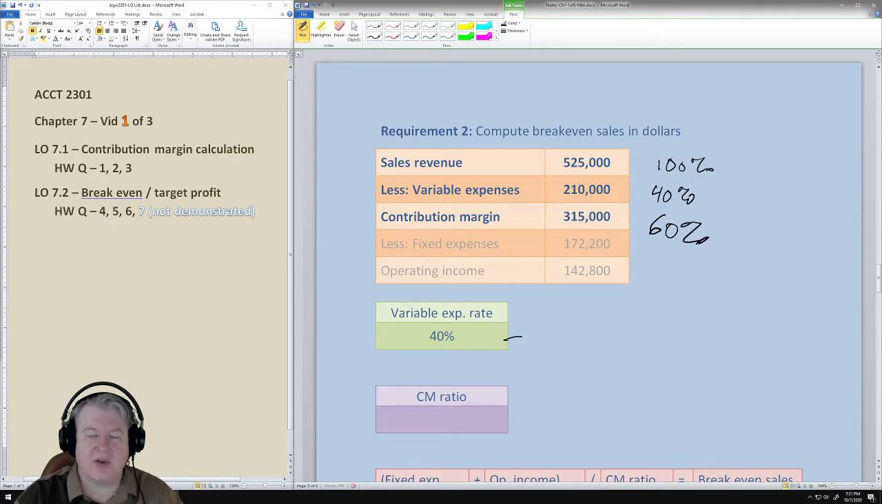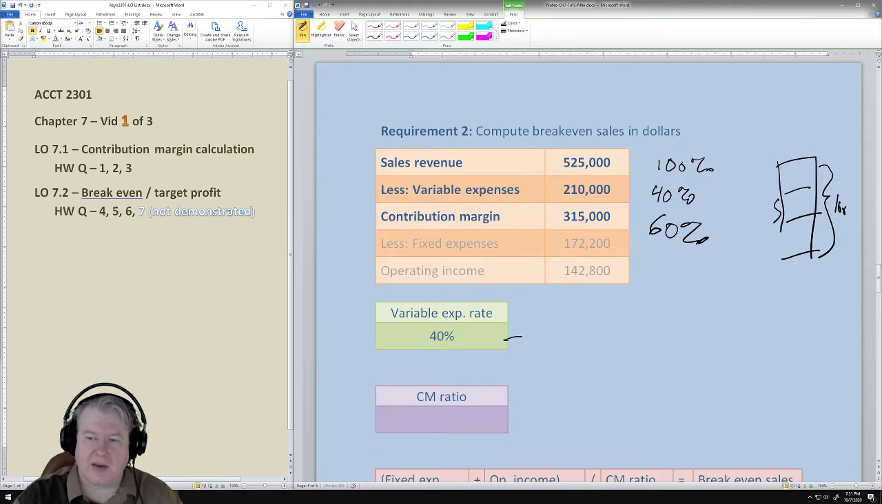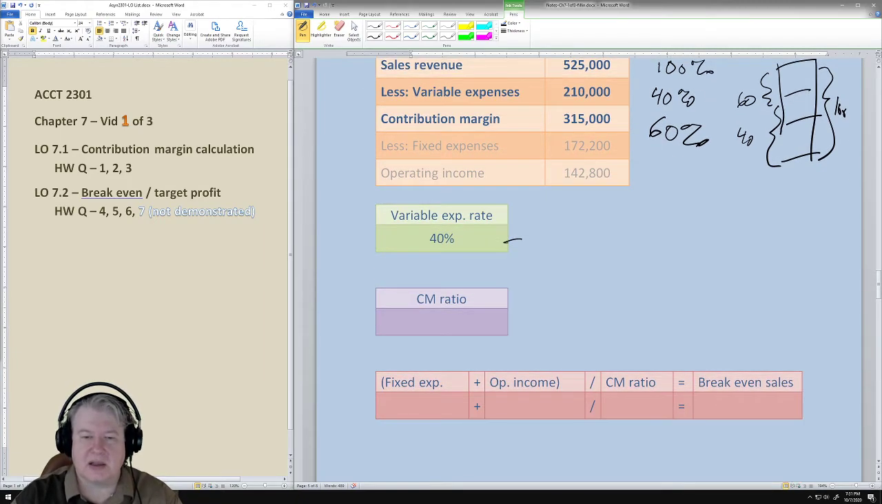In other words, sales revenue is, when we're looking at those 3 bars, the bars for the coffee cup, if the total bar is 100%, and the variable expenses was 40%, so I know this is not to scale, well, the rest of it has to be the contribution margin.